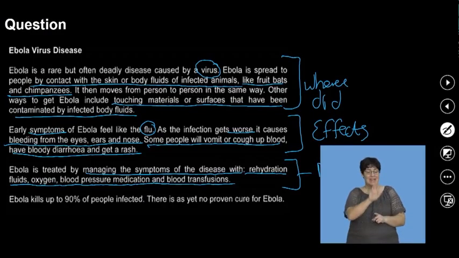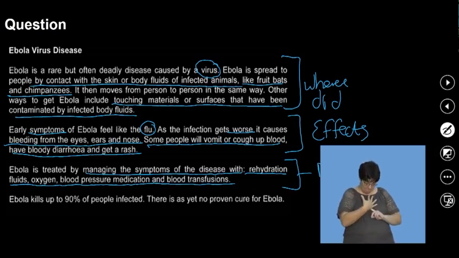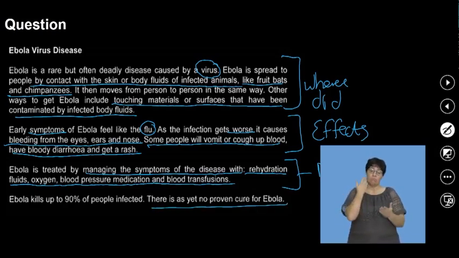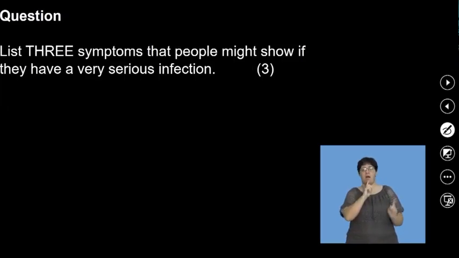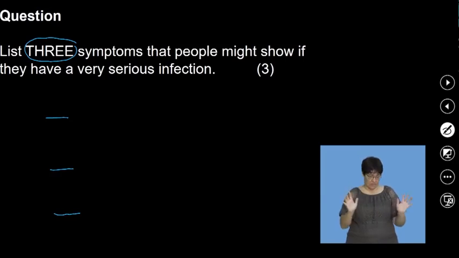Ebola kills up to 90% of people infected. There is no proven cure. So now we've put everything in. Now we're ready to answer the questions. Okay, the first question. List 3. If it's in capital letters, I only want 3. I don't want more because your marker's going to say first 3 only.